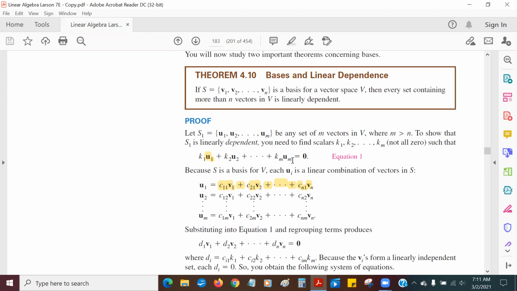Now what I want to do is regroup everything. I want to find all the V1 vectors and the coefficients of those vectors. So since I'm multiplying U1 times K1, the coefficient of V1 in this big equation here is going to be K1 times C11.